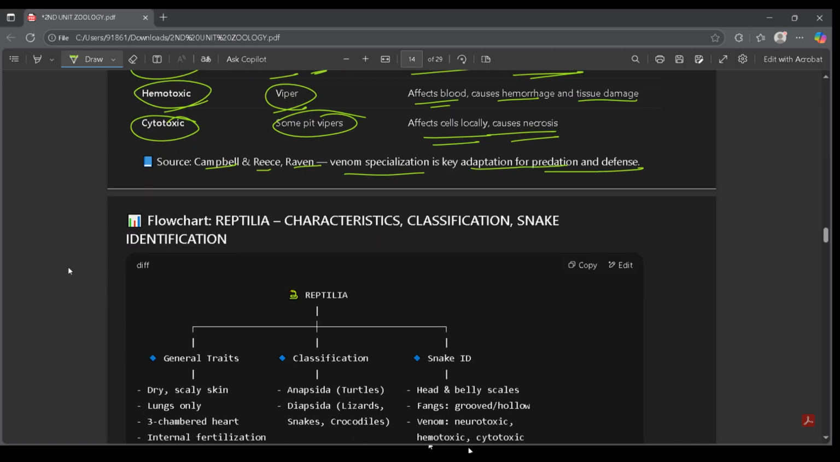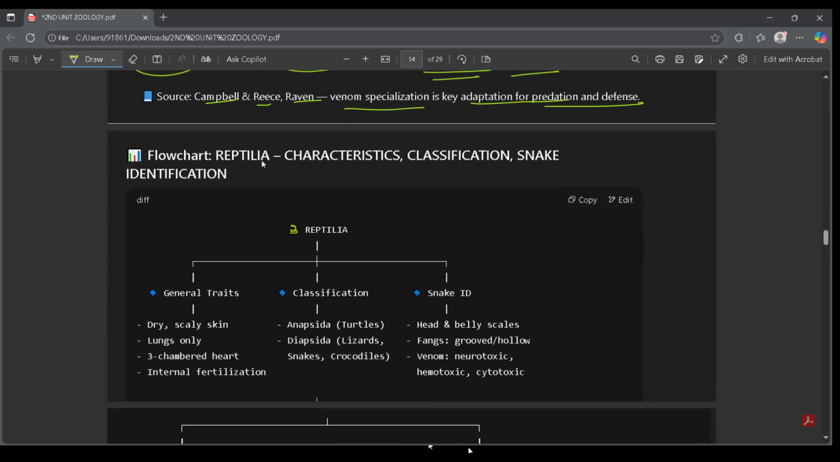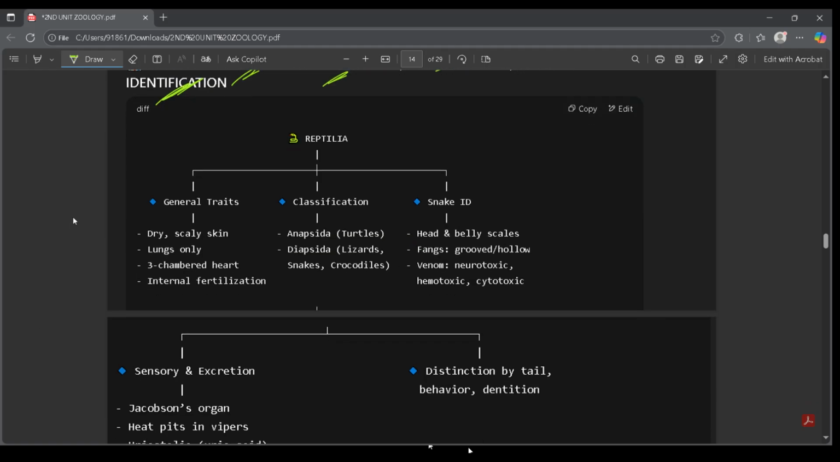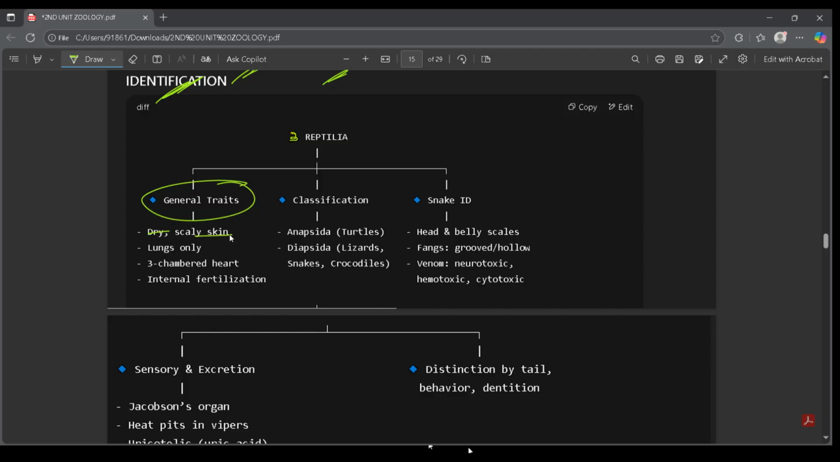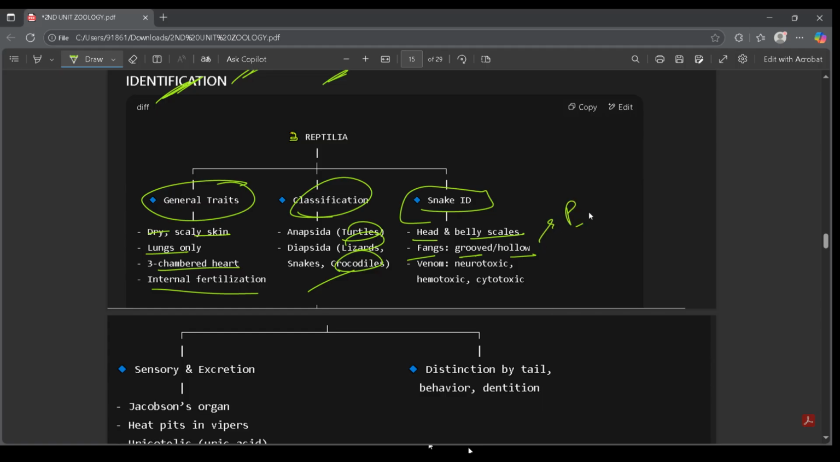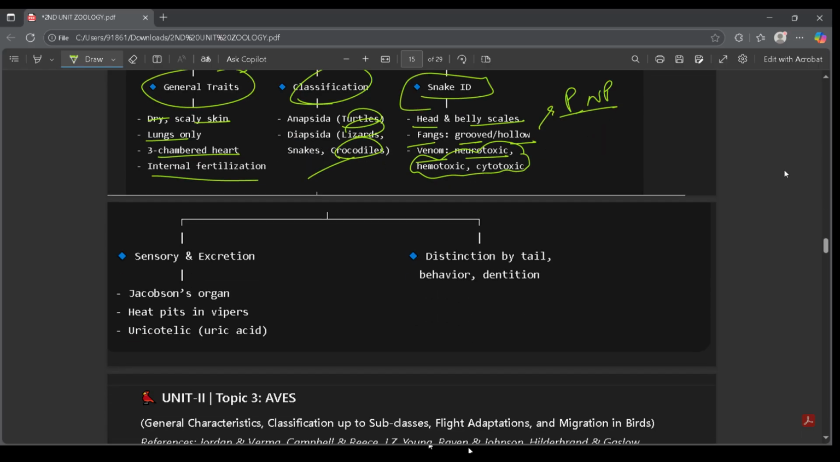defense. And now we'll discuss the flowchart for Reptilia: characteristics, classification, and snake identification. General traits, again: dry, scaly skin, lungs only, three-chambered heart, internal fertilization. Classification is obviously turtles, lizards, crocodiles. Snake ID, right here. They have head and belly scales, fangs, grooved or hollow, depending upon poisonous or non-poisonous, obviously. They have venom, neurotoxic. Venoms are of three types here: neurotoxic, hemotoxic, and cytotoxic.